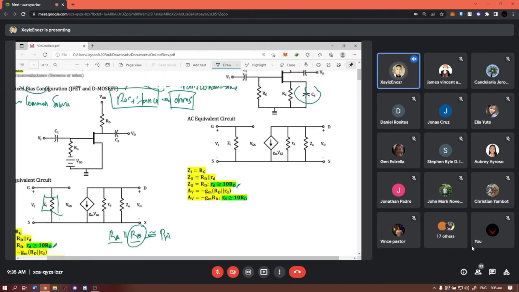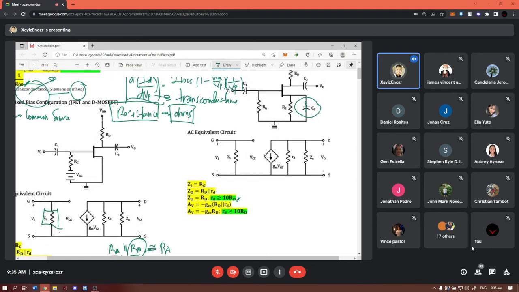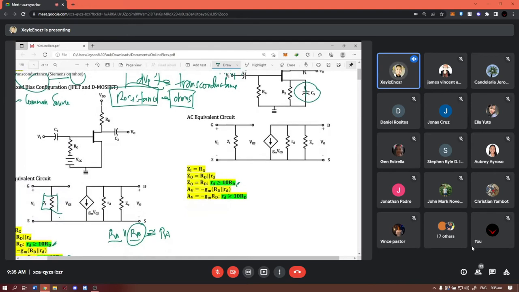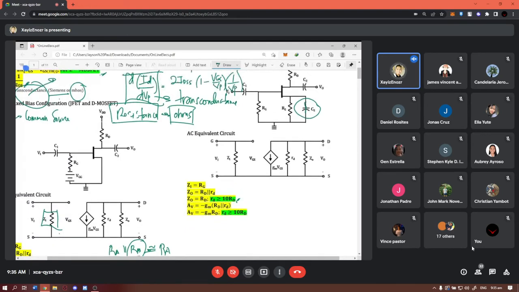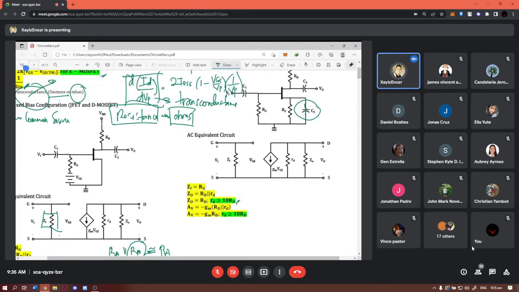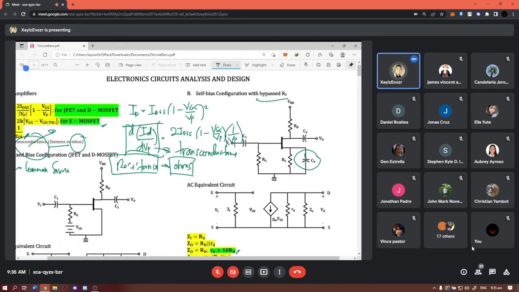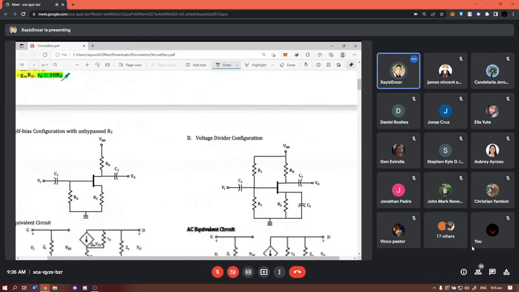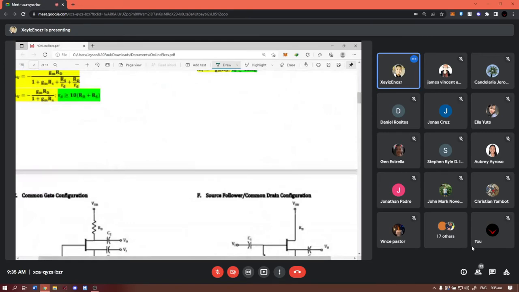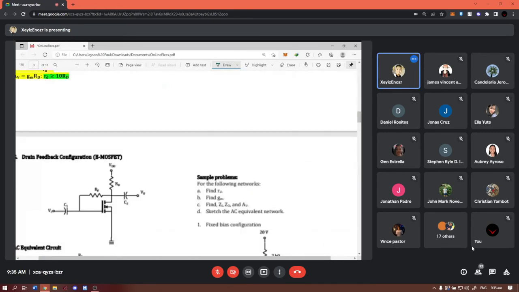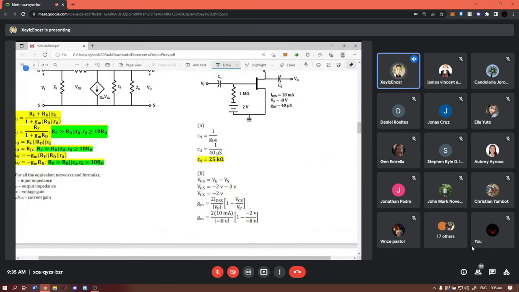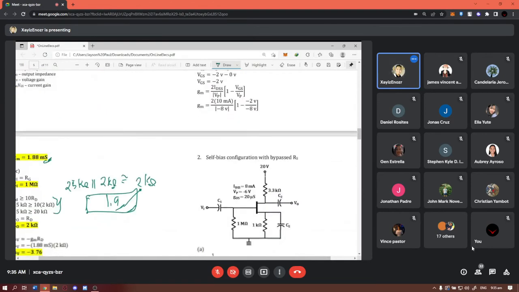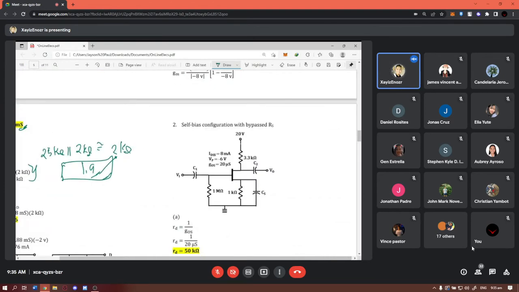So, bakit, sir, pinaghiwalay niyo pa, pareho lang ng formula? Okay, pareho silang common source, kaya pareho sila ng formula. Pinapakita ko lang na si common source, pwede siyang maging fixed bias configuration. Then, pwede rin siya for self-bias. Okay? So, let's see yung example niyan.